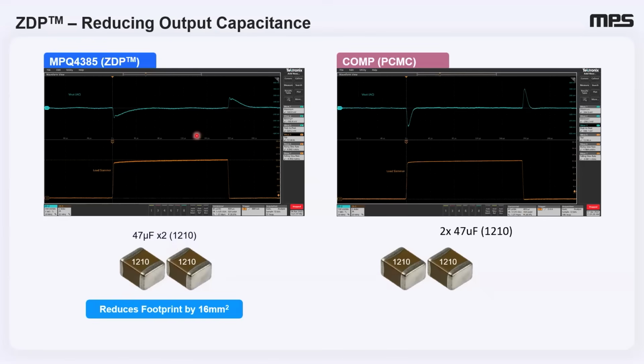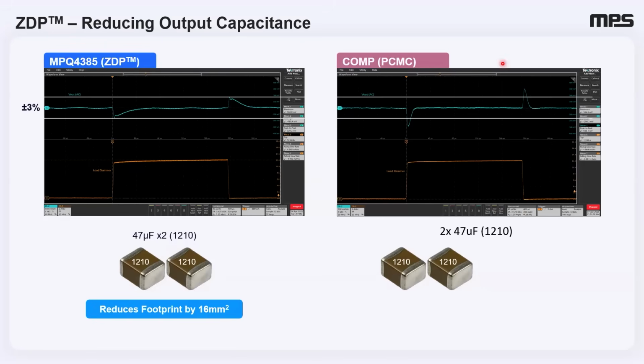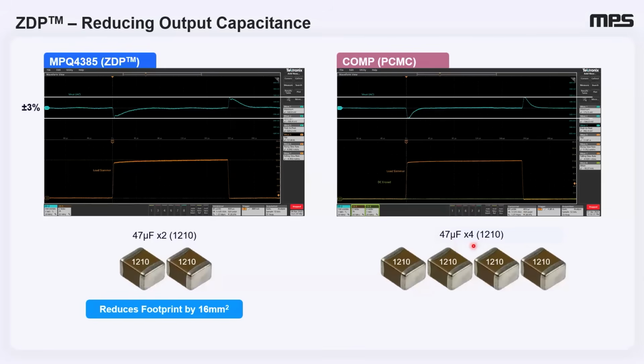the MPQ4385 has plus or minus 3% tolerance, but the competition with peak current mode control has roughly twice the undershoot and overshoot we see on the 4385. To meet the same amount of undershoot and overshoot, the competition requires 4 times 47 microfarad at the end to meet the 3% tolerance requirement. So the MPQ4385 reduces footprint by 16 millimeter square, which translates into BOM cost savings.